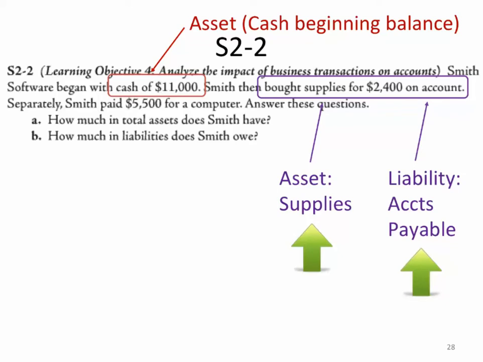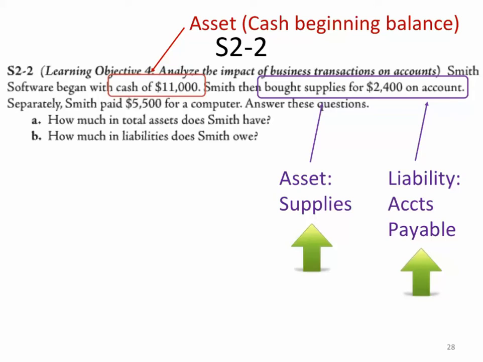So supplies is an asset, and it's increasing. Accounts payable is a liability, and it's increasing. You know how we said the accounting equation has to be in balance after every transaction? Every transaction has to balance: assets equal liabilities plus equity. So if we increase assets for the supplies by $2,400, then we have to either reduce an asset or increase a liability or an equity account. In this case, we're increasing a liability. So in that transaction, we're increasing an asset and we're increasing a liability.